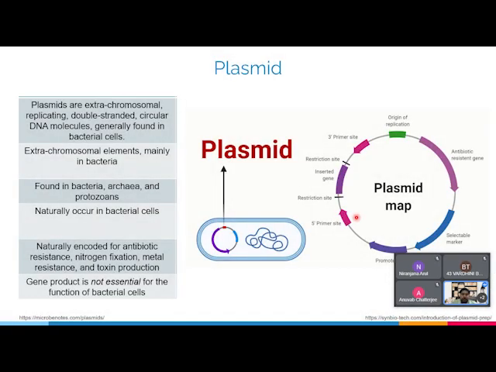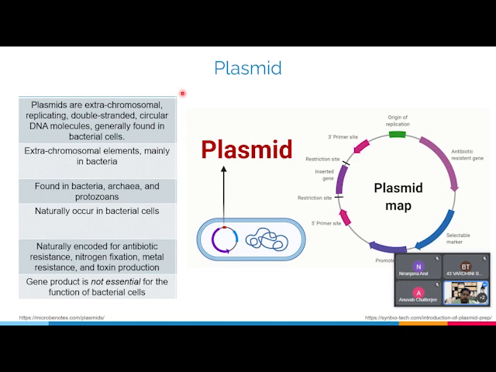And finally, we will discuss a bit on plasmids. Plasmids are extrachromosomal replicating double-stranded circular DNA molecules generally found in bacterial cells. All of the points are important. First, it is extrachromosomal, that is, it is not part of the chromosome and can move around the cytoplasm. It can replicate autonomously, that is, it does not need the help of the nucleus or the origin site present on the chromosomes to help it replicate. It can replicate on its own.